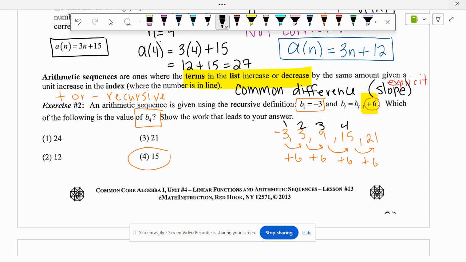Okay. So do you guys feel like you can at least look at a recursive definition, know where the sequence starts and what you're adding or subtracting to it? Do you guys see how in the recursive definition, this amount that you're adding or subtracting, if we were to write this as an explicit, that would be my slope. Okay? All right, let's go to the next page.